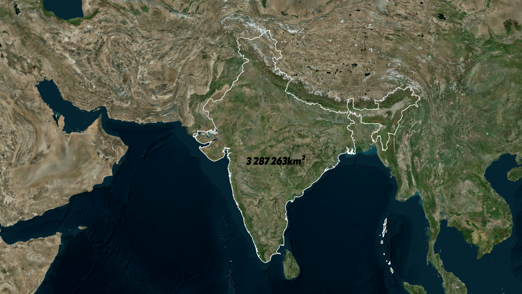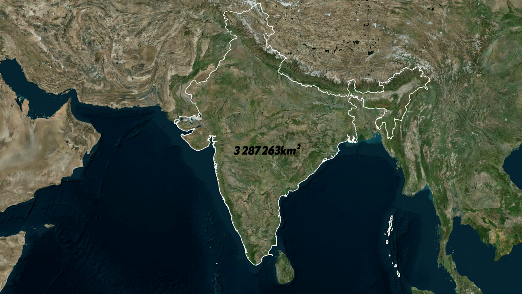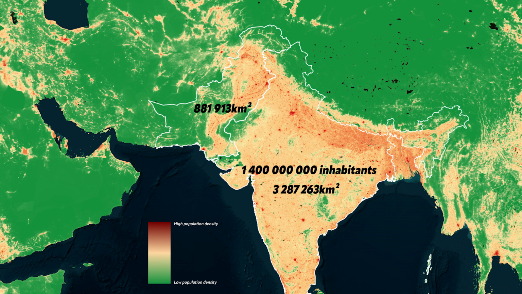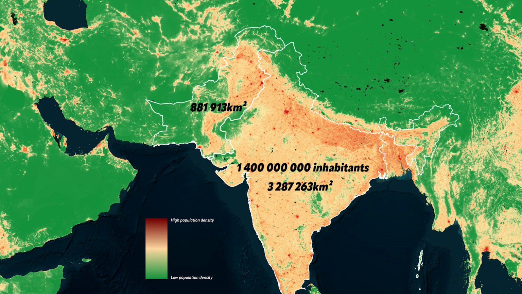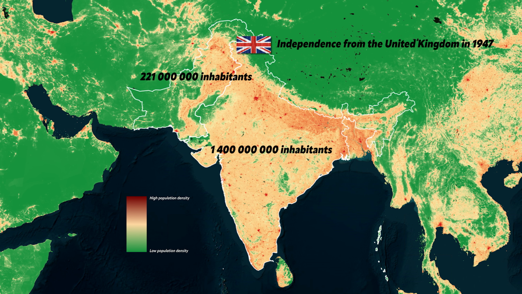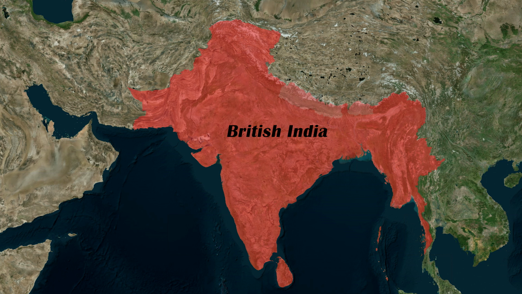India, 3,287,263 square kilometers, 1,400,000,000 inhabitants, and Pakistan, 881,913 square kilometers and 221 million inhabitants. Both gained independence from the United Kingdom in 1947. Before that, they were part of British India.